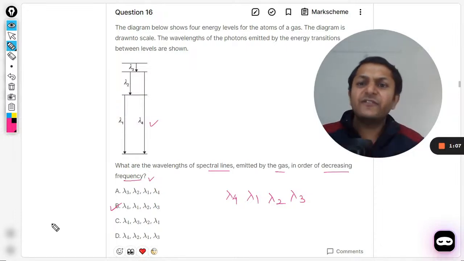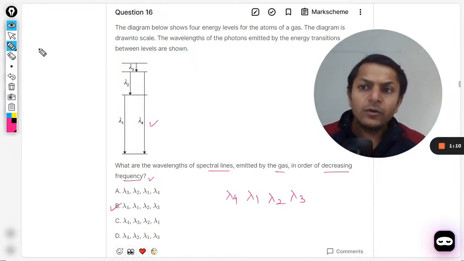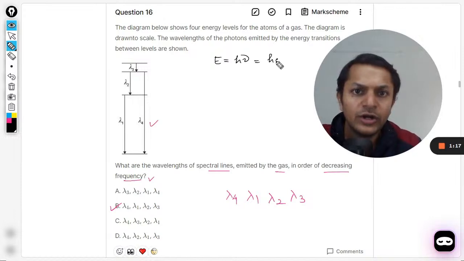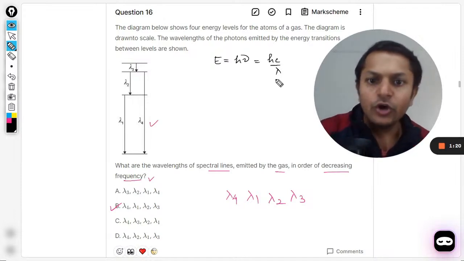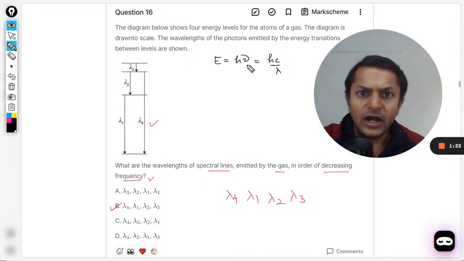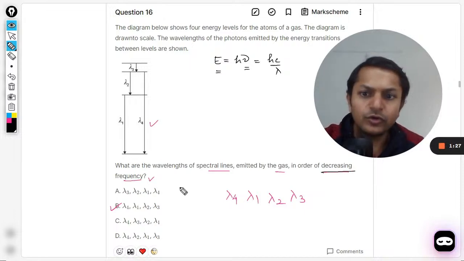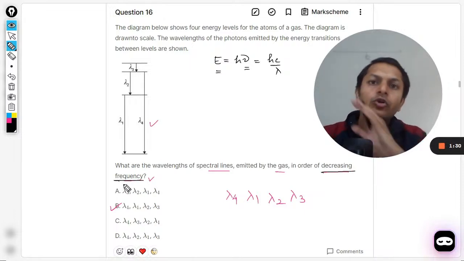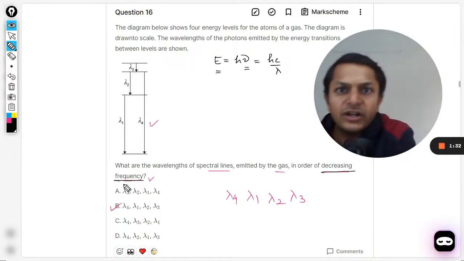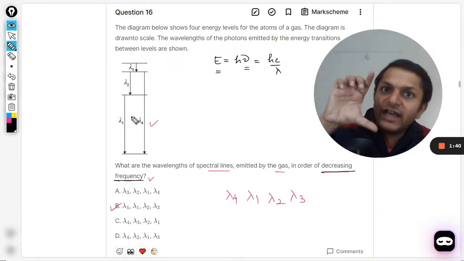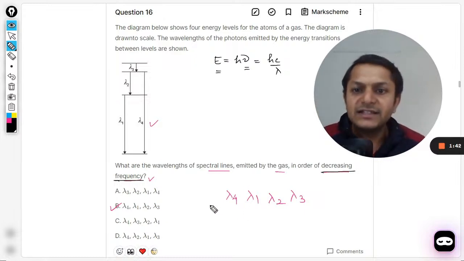So it's completely straightforward. Don't get confused about it. The concept that I have used here is that the energy which is liberated can be written as E is equal to h nu, or it can be written as hc by lambda. The more the frequency, the more the energy. So it says that we want to have decreasing order of frequency. So more frequency to lesser frequency means more energy to lesser energy. More energy is clearly available here because it's talking about lambda 4. The more the gap, the more the energy. Simple. And this is how we do this question.